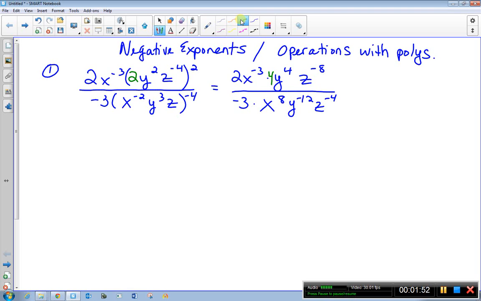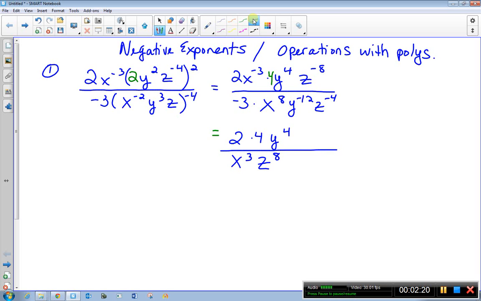Okay, so now what I'm going to do is only deal with the negative exponents and bring them to the denominator. So I'm going to work with the numerator first. So I'm going to have 2 times 4y to the 4th. And then the x to the negative 3 goes down to the denominator as x to the positive 3.